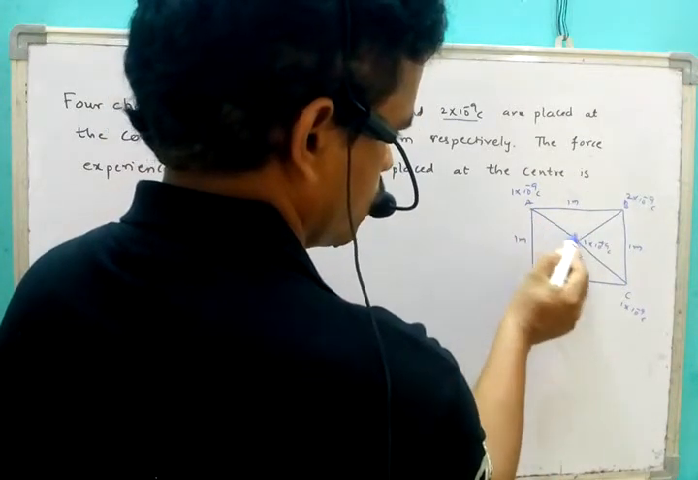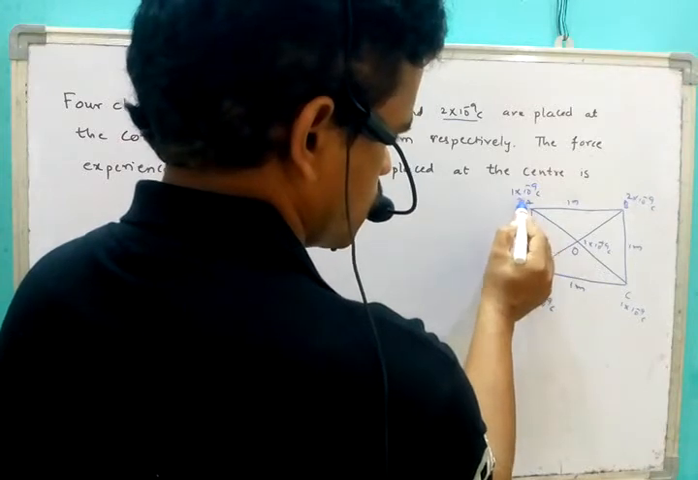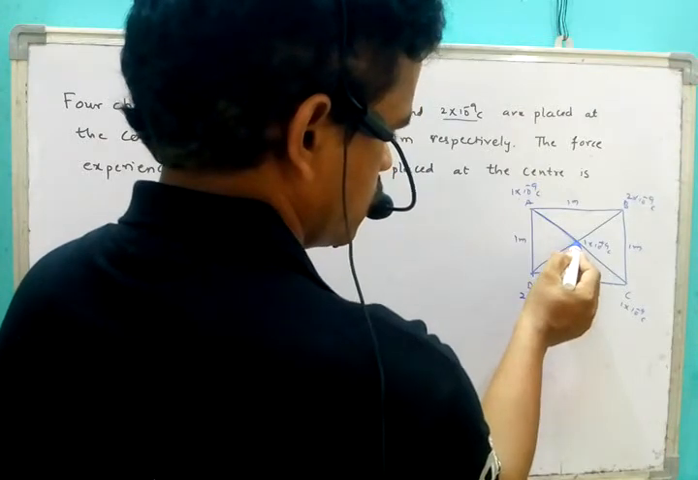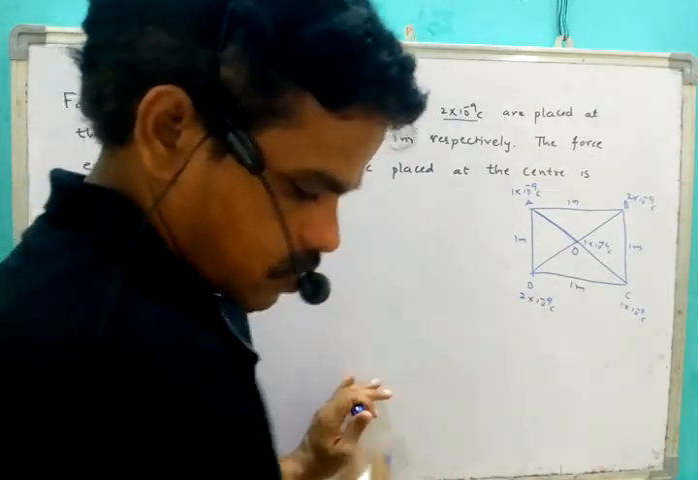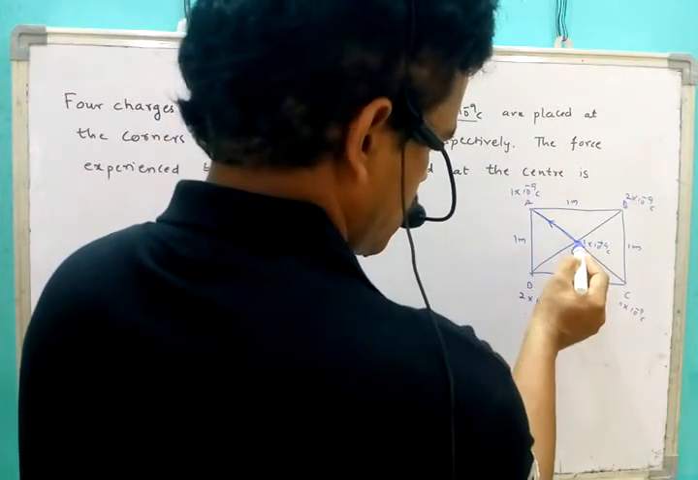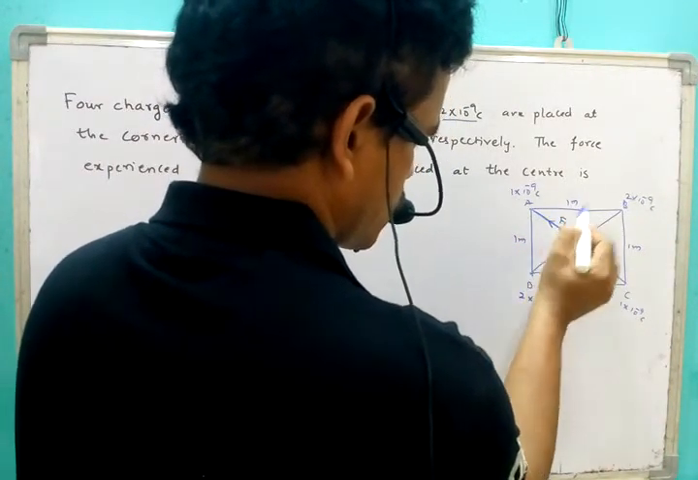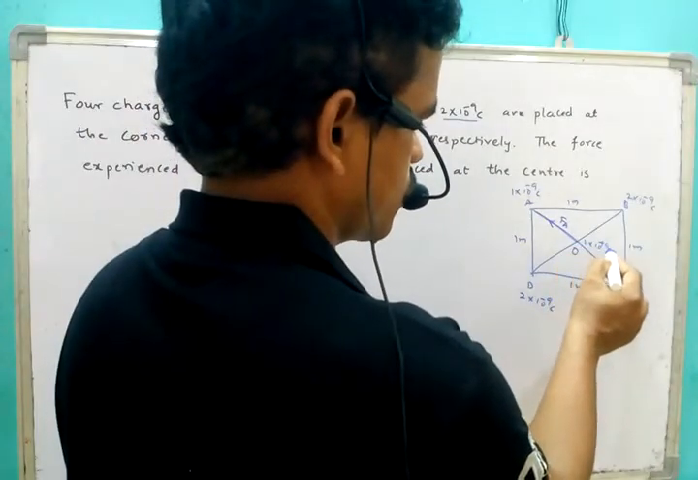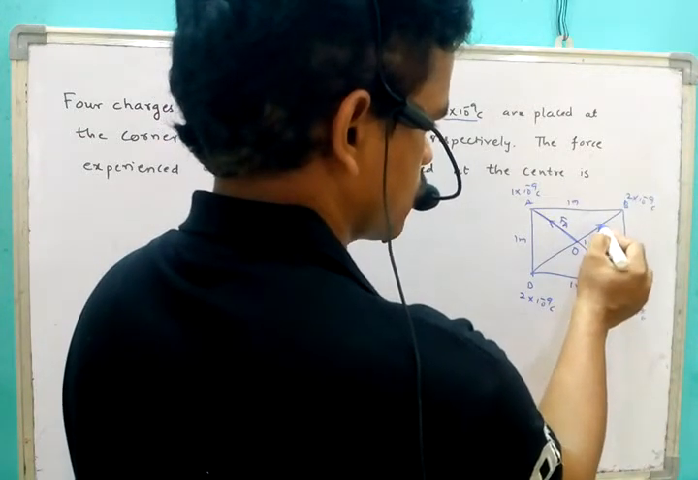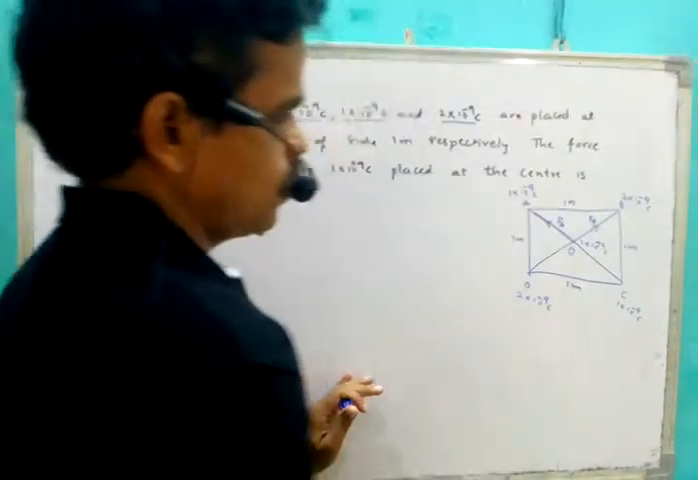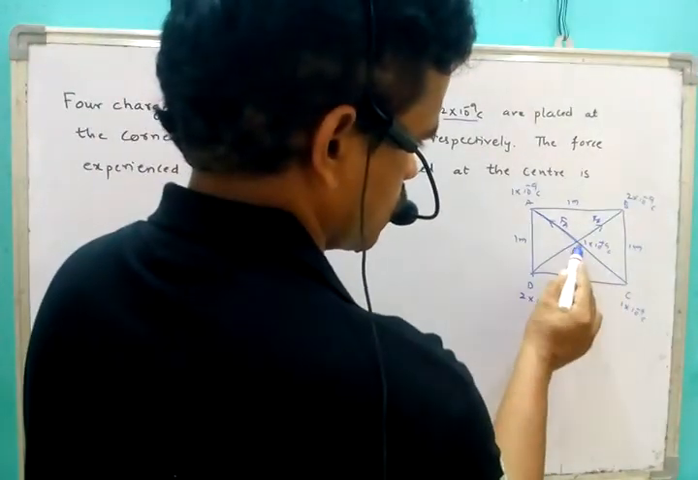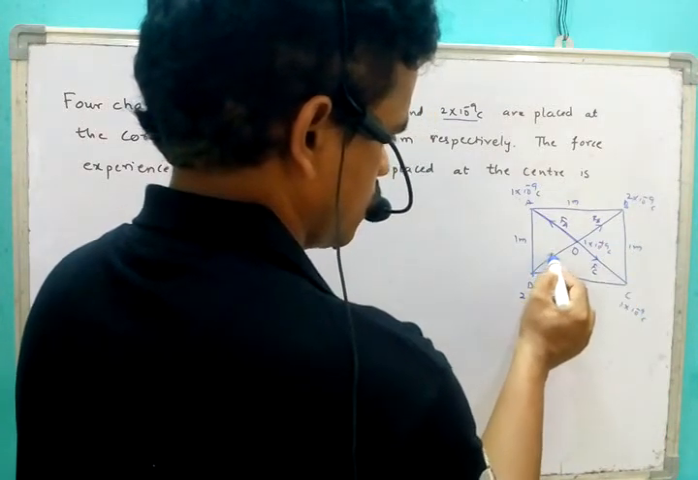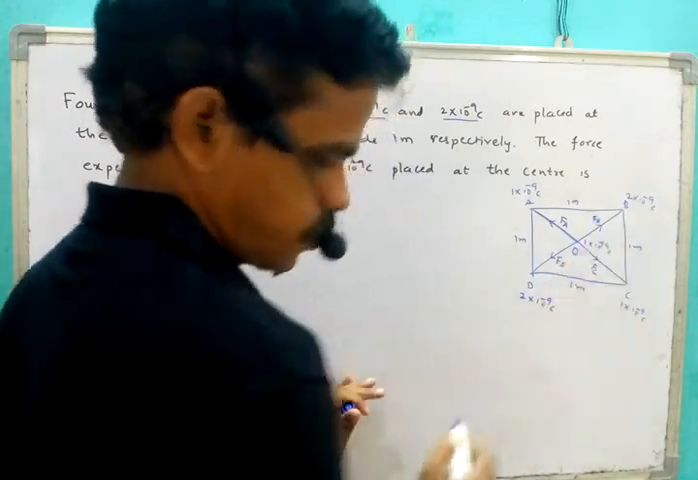So the force due to the charge 1 into 10 power minus 9 coulomb on the center is a repulsive force. So along OA there will be a repulsive force. That means FA. The force on 1 into 10 power plus 9 coulomb due to B is also a repulsive force. Then one more is the force on the center charge due to C, which is also repulsive. The same like that, this is also a repulsive force.